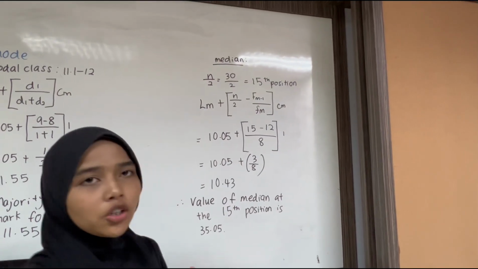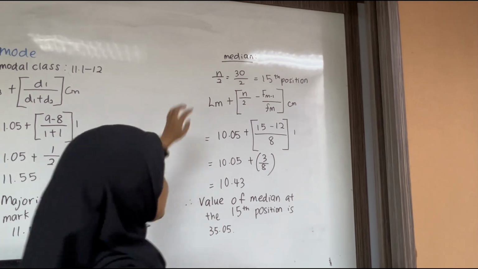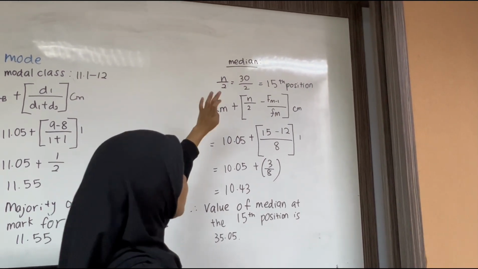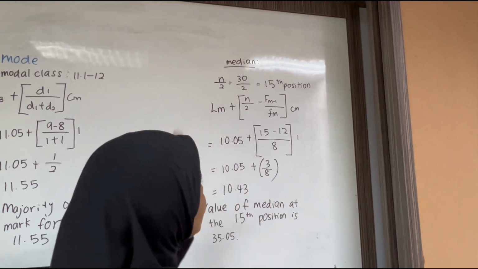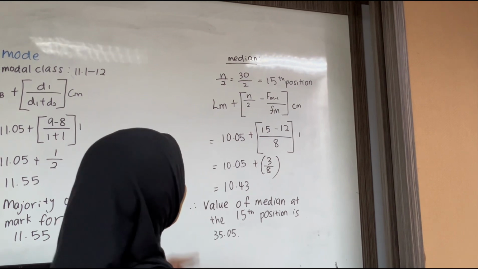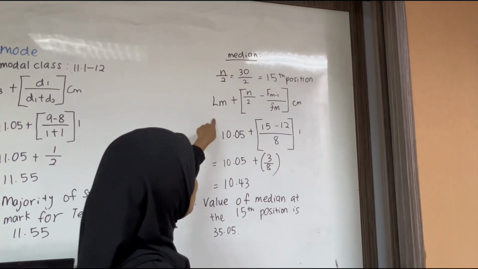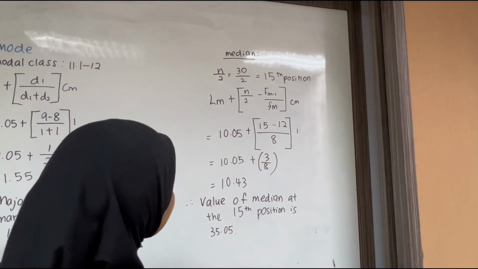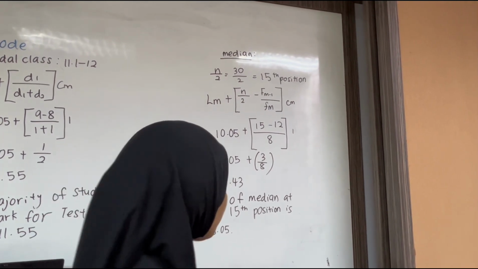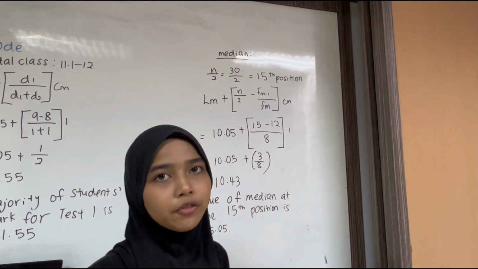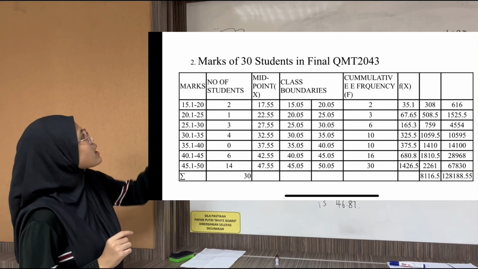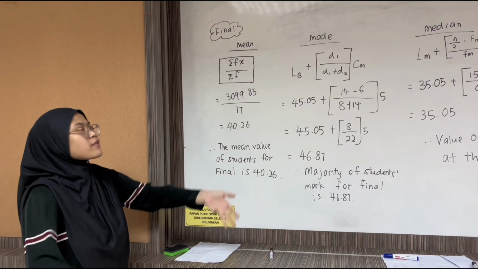Median, total number of students is 30. Then we use this formula and divide by 2. 30 divided by 2, then we will get the position is 50. Alright, we use this formula to calculate the median. And we will get the value of median at 50 position is 35.05. So now we're going to calculate mean, mode, median for final.